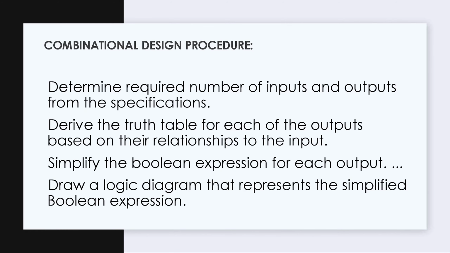Now we'll see the combinational design procedure of a decoder. Determine required number of inputs and outputs from the specifications. Derive the truth table for each of the outputs based on their relationship to the input. Simplify the Boolean expression for each output. Draw a logical diagram that represents the simplified Boolean expression.